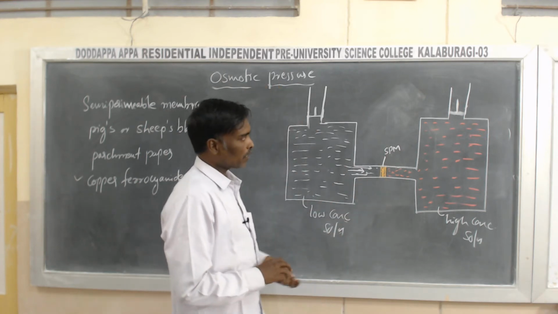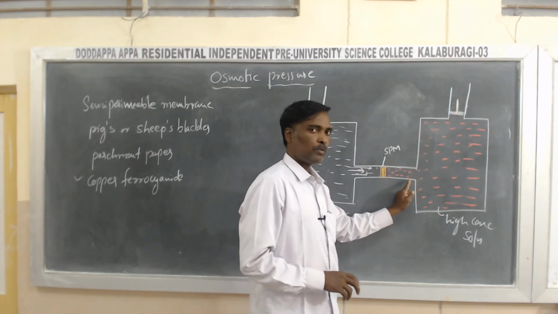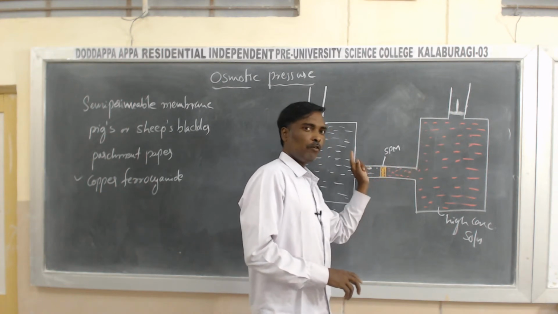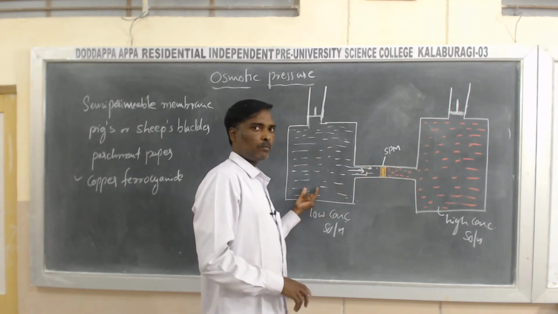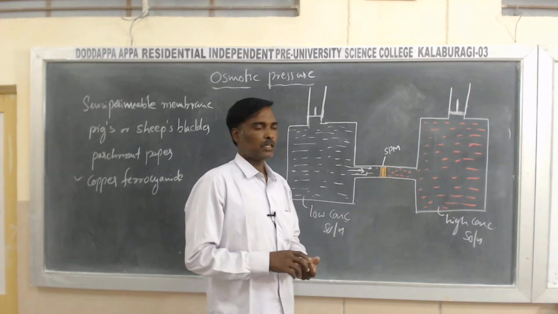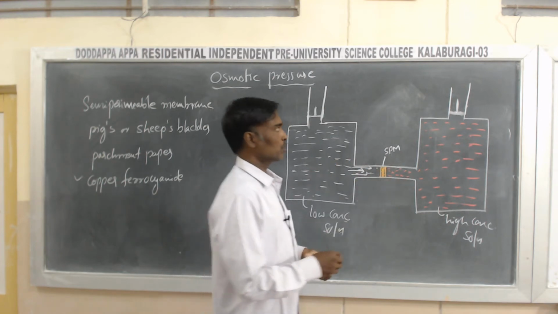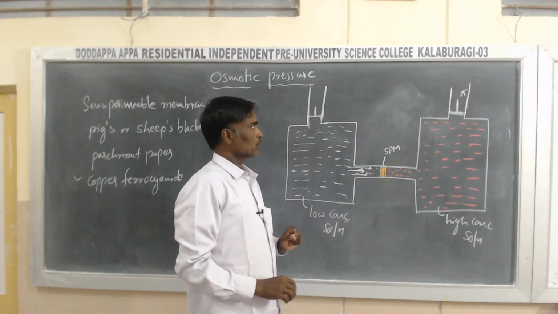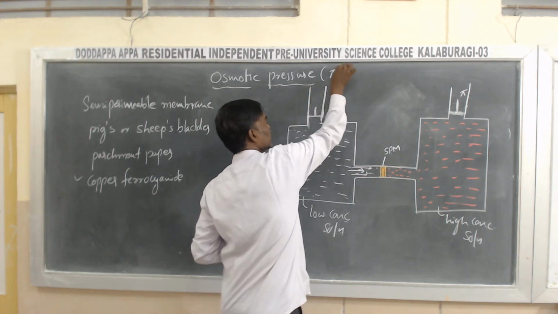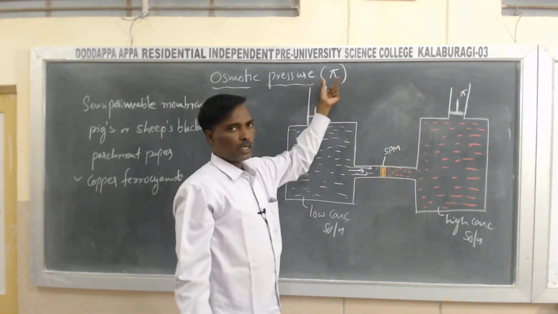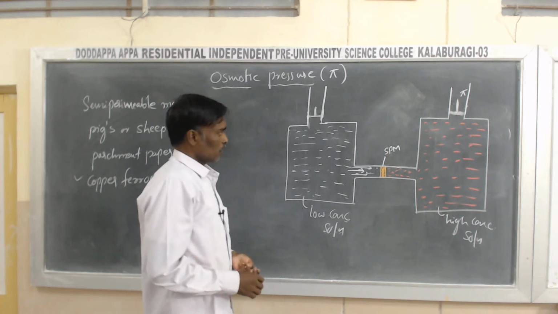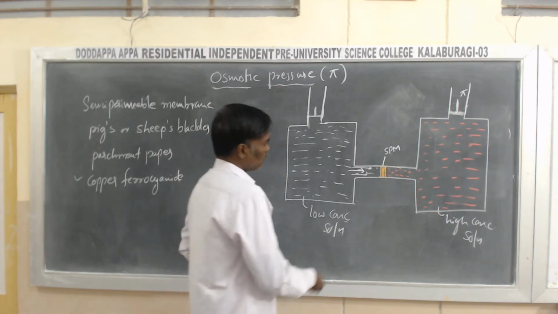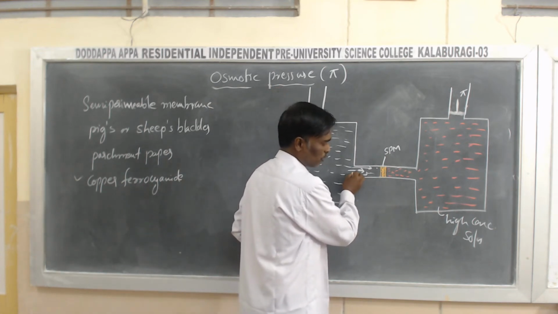The pressure applied on a high concentrated solution to stop the flow of the solvent molecules from low concentrated to high concentrated is called osmotic pressure, and symbolically it is represented as pi. You can write osmotic pressure as pi. I think you got the definition of osmotic pressure: the pressure which stops the osmosis.